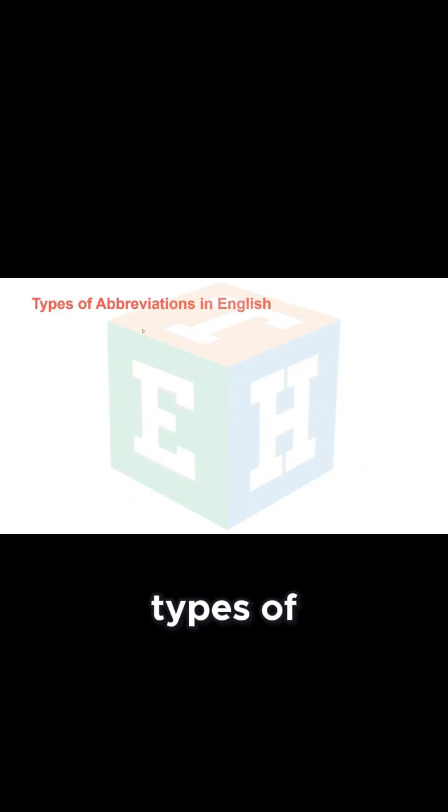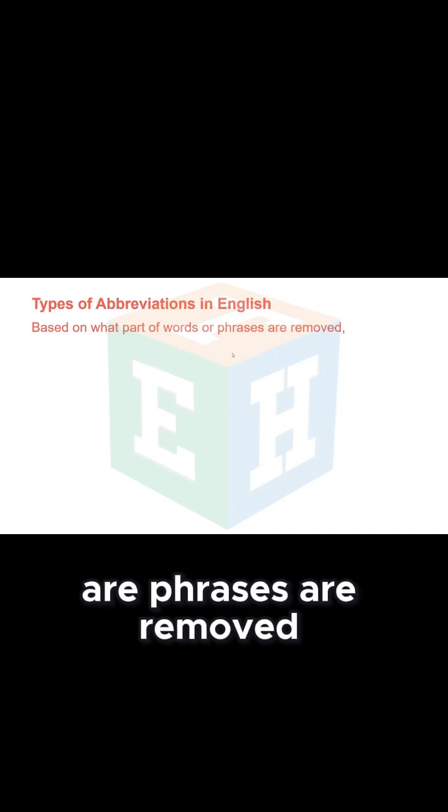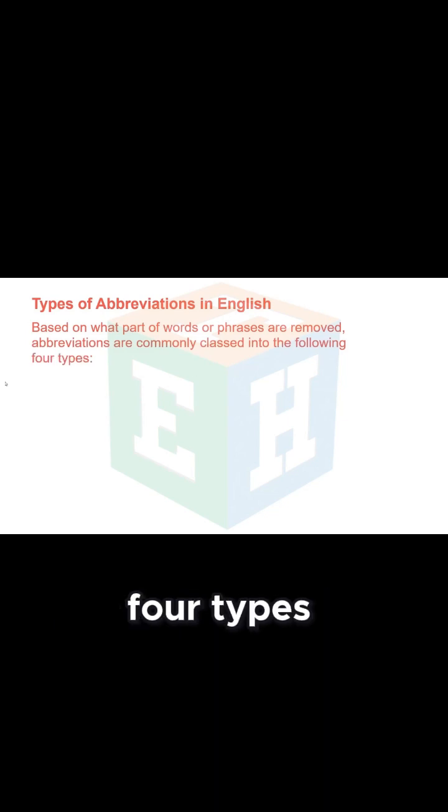Types of abbreviations in English. Based on what part of words or phrases are removed, abbreviations are commonly classed into the following 4 types.